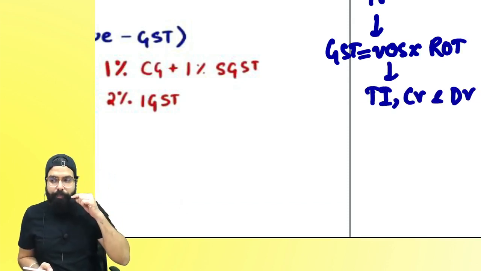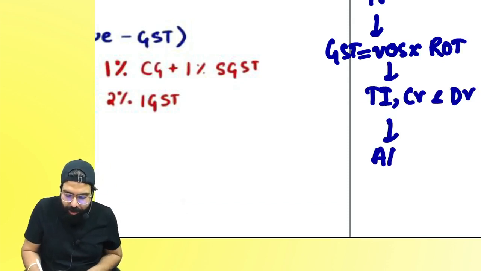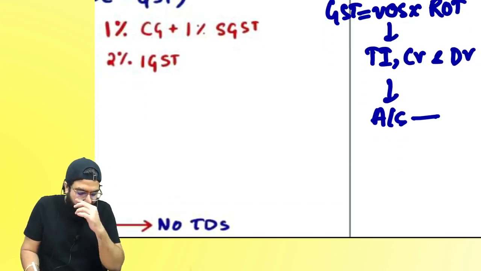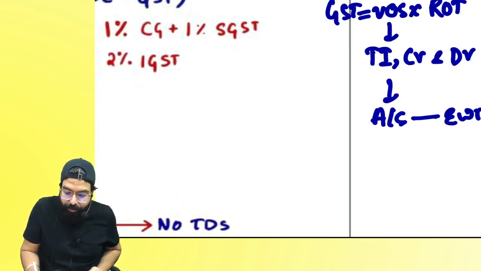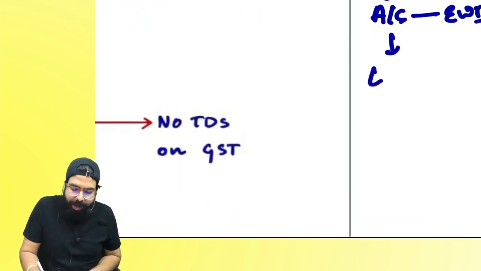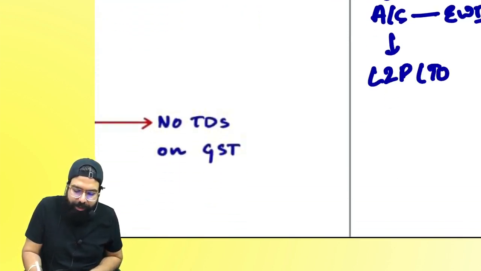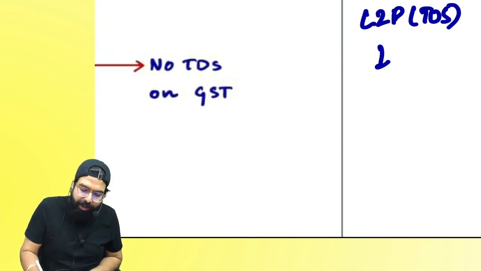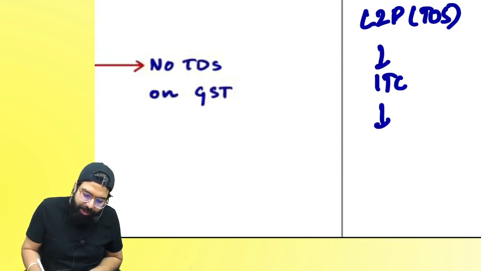Now what will you do? You will maintain your accounts and send the goods to the other person with the help of an e-way bill. Now, the liability to pay will come. It comes at the time of supply. You will use your input tax credit, and the remaining amount you will pay.